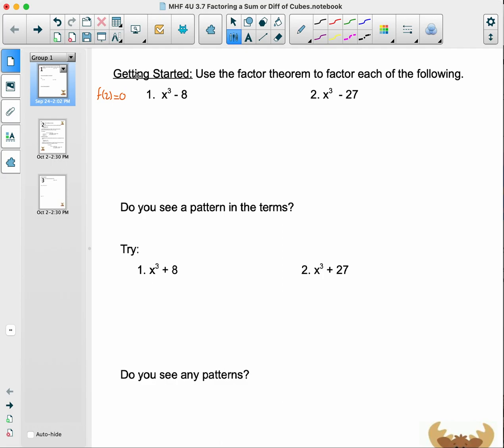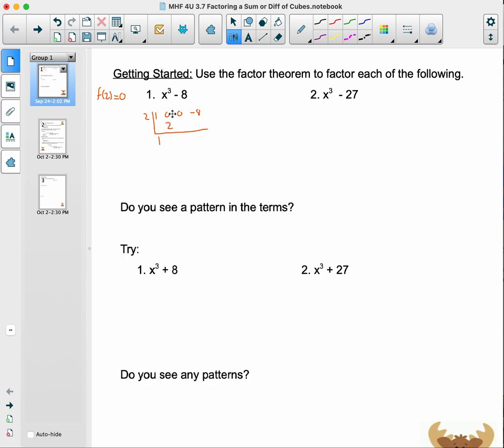So again, you can use synthetic division or whatever you need to use to find your roots. So we're going to put in a 2 and then 1, 0, 0, and -8 because we have no x squared term and no x term. So this is called a difference of cubes because it's a perfect cube, subtract a perfect cube. So same idea as a difference of squares.